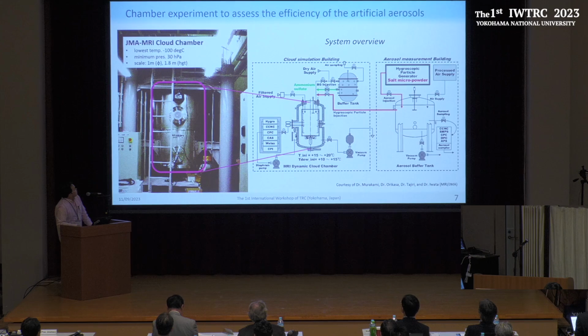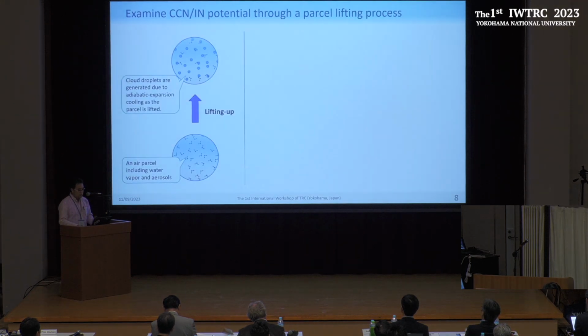Here I'm showing the chamber experiment. The left-hand side photo is the main chamber of this system. This is operated by the JMRI. And the right-hand side is an overview of the system structure. It's a much complicated system, so I will skip the detailed explanation for this, but I will give you the simple idea of this laboratory experiment.